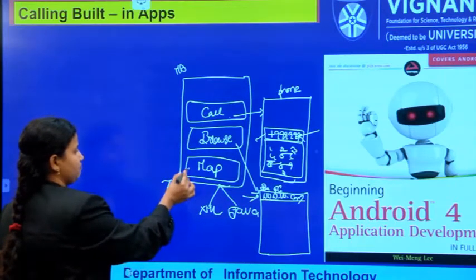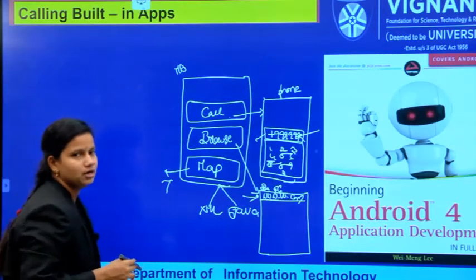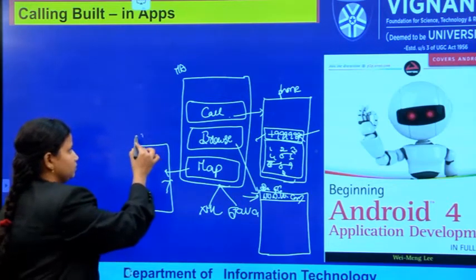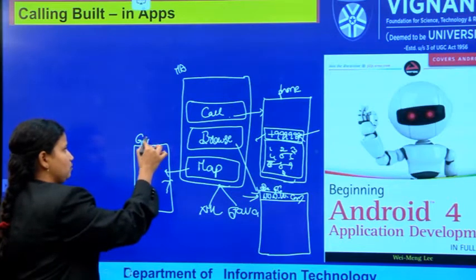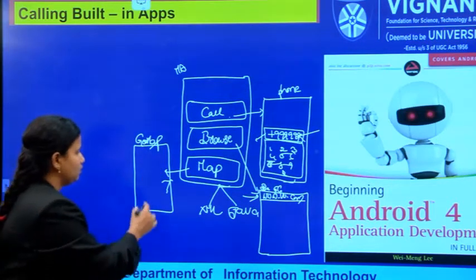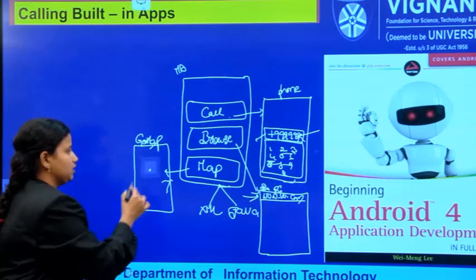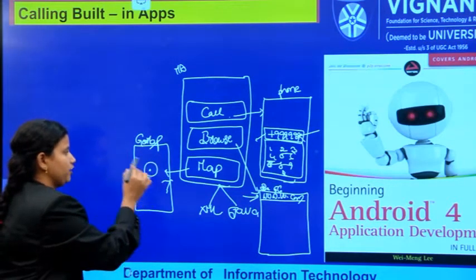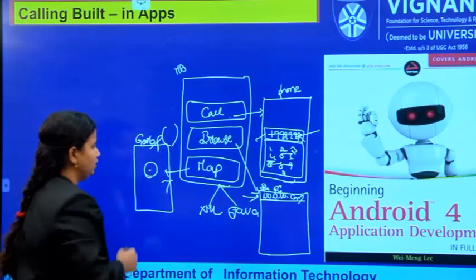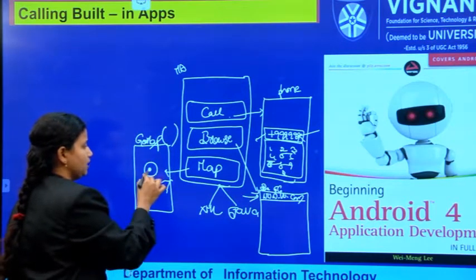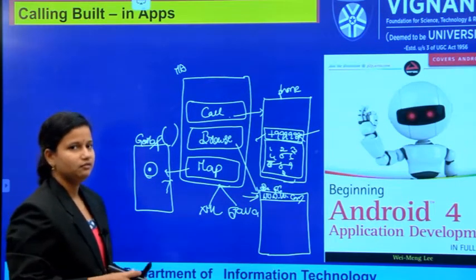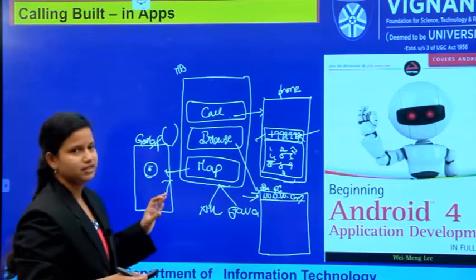Next one is map. Whenever you click on the map button, it will open your Geo map, your map application. In that map application, based on the data you provide, it will find out the corresponding point or particular location. This is my application.